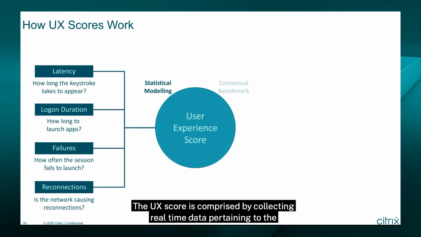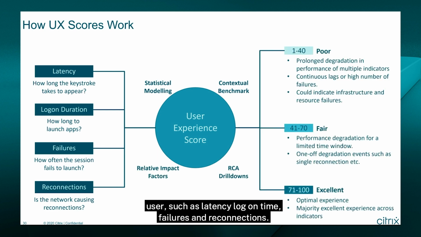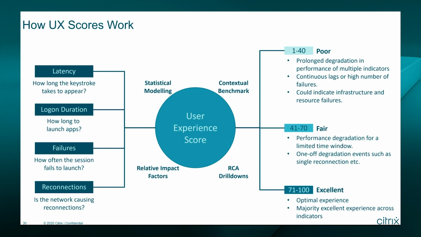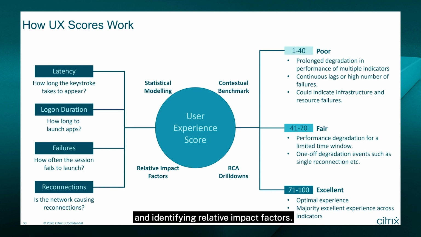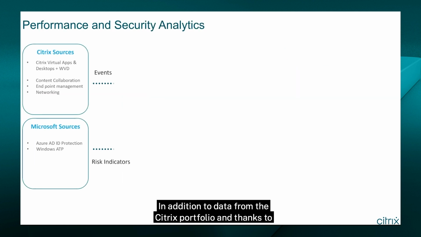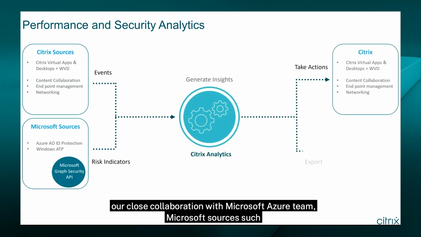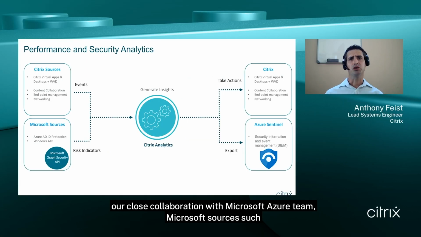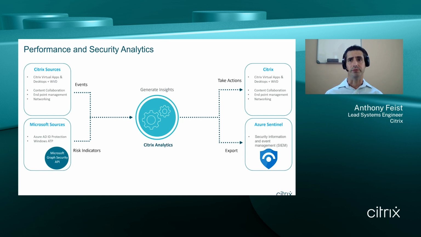The UX score is comprised by collecting real-time data pertaining to the user, such as latency, logon time, failures, and reconnections. Data generated from this can also be used for modeling, benchmarking, drill downs, and identifying relative impact factors. In addition to data from the Citrix portfolio, and thanks to a close collaboration with the Microsoft Azure team, Microsoft sources such as Azure AD ID protection are also used.